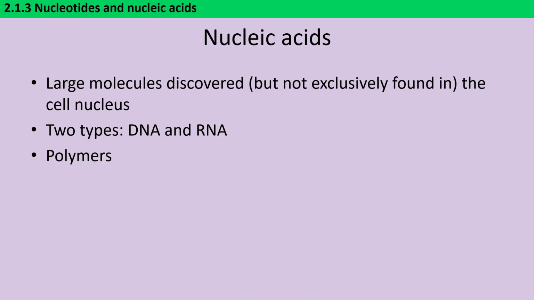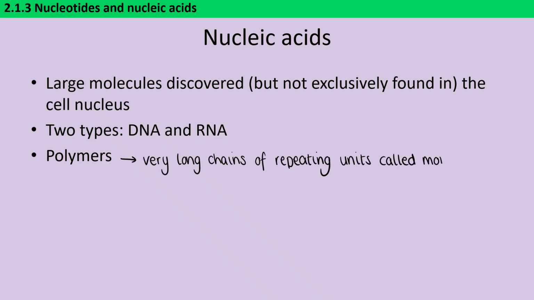Both DNA and RNA are polymers because they are very long chains of repeating units called monomers, and the monomer of a nucleic acid is a nucleotide. Just as we've already seen with carbohydrates and with proteins, you're not going to have the exact same nucleotide repeated over and over. We are going to have variation, and that's what gives us the genetic code.